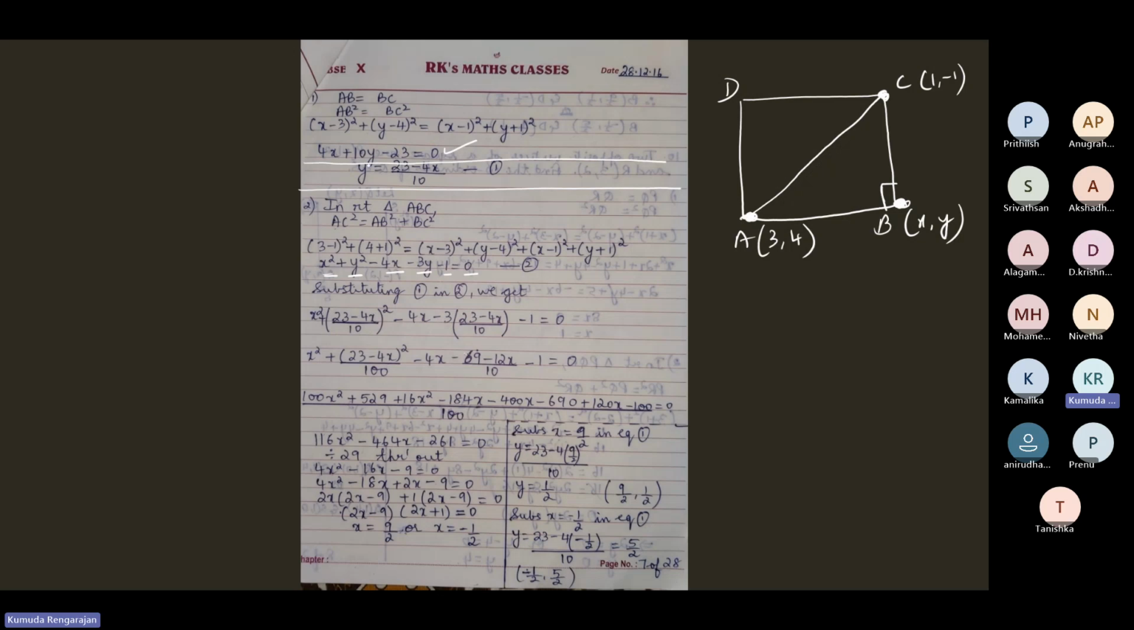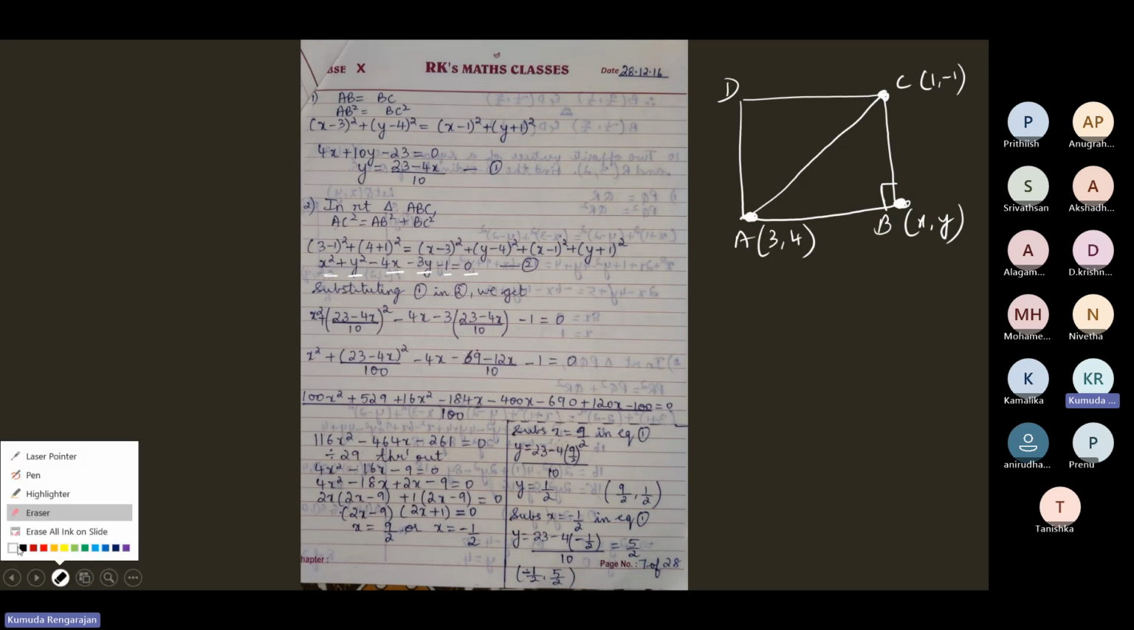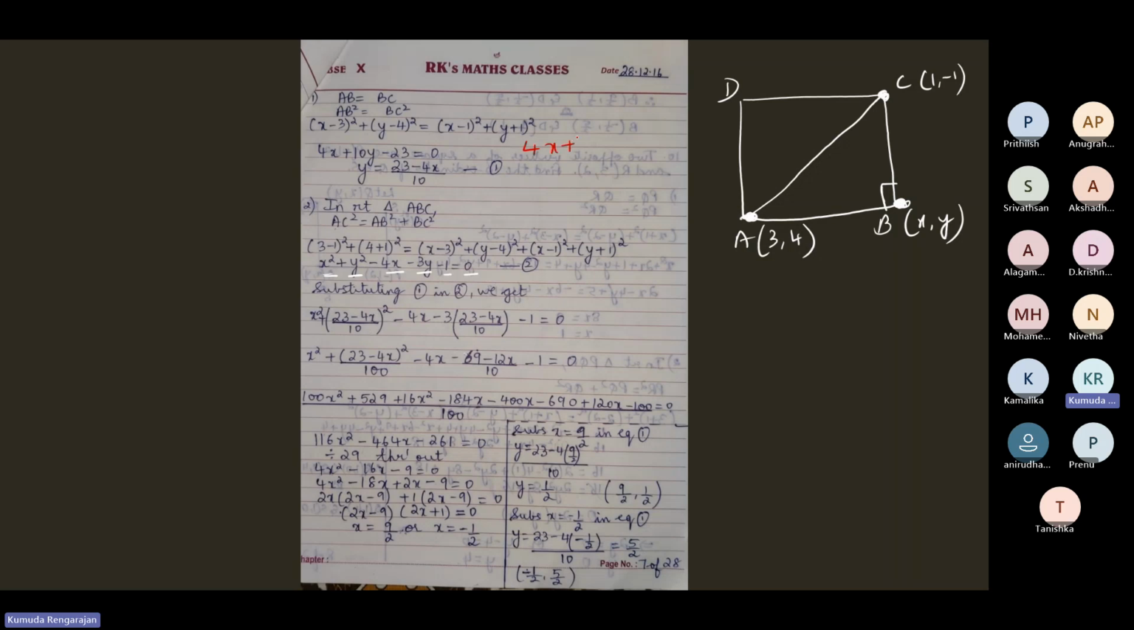And that's why here we have written y in terms of x. You can also write x in terms of y. That is 4x plus 10y minus 23 is equal to 0. So I have written 10y is equal to 23 minus 4x. So y is equal to 23 minus 4x by 10. I have written y in terms of x.